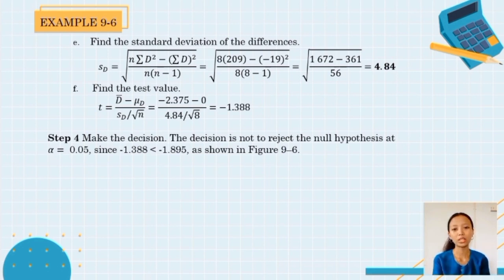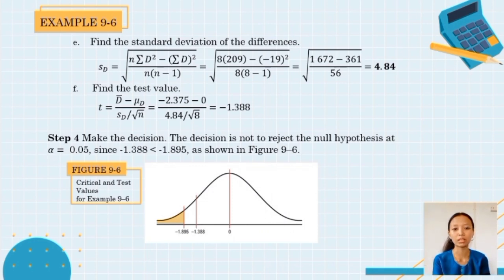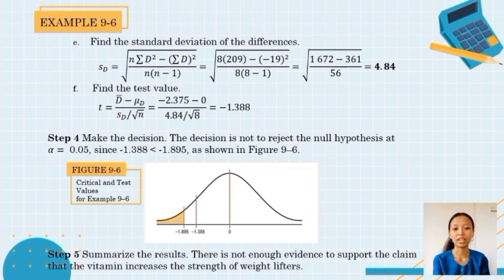The fourth step is to make the decision. Since our test value negative 1.388 is greater than our critical value negative 1.895, the decision is not to reject the null hypothesis at the significance level of 0.05. And here is our diagram. As you can see, our test value falls outside the critical region, negative 1.895, which means that there is not enough evidence to support the claim that the vitamin increases the strength of weightlifters.